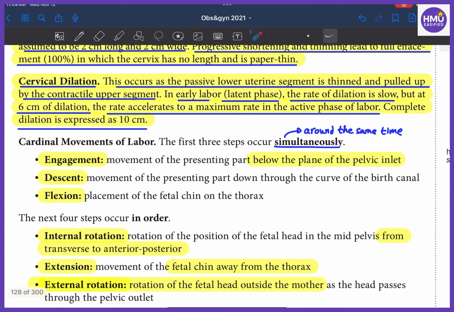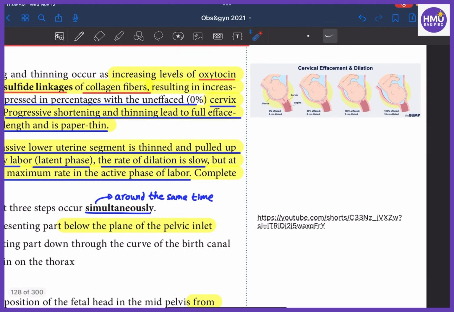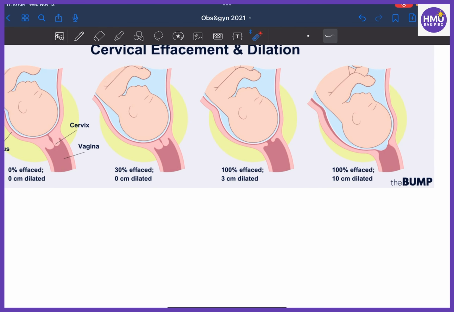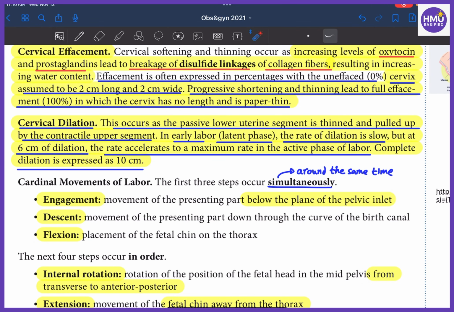It's very thin. So what about cervical dilatation? Now it's not about the effacement, it's about the gap that we have here. Okay, let's see. This occurs as the passive lower uterine segment is thinned and pulled up by the contractile upper segment. We know where the upper segment is and what it does. In early labor, latent phase.